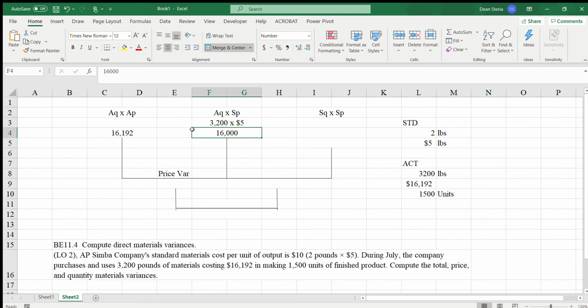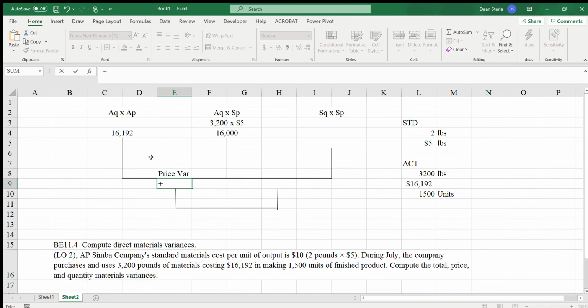So here, I paid more than I thought. Therefore, my variance is going to be the difference between them. And I'm going to say that is an unfavorable variance because I paid more than I anticipated. Okay?